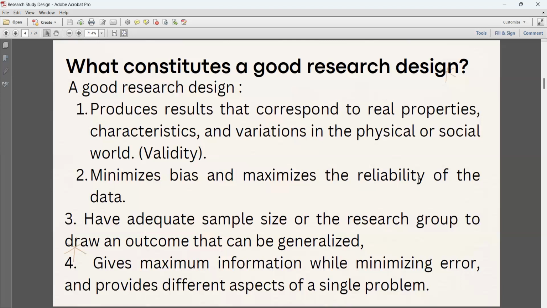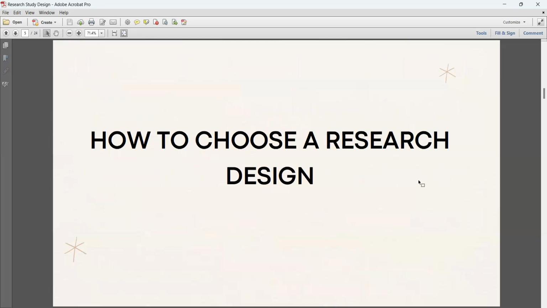Remember, the research design will also determine how you sample from the study population. So a good research design will also give you the maximum information that you need, while it also minimizes the error in your study. So how do we choose a good research design? Before I go to the steps, I would like us to understand what we call a research approach. It's very important first to understand your approach before you choose the most appropriate study design.